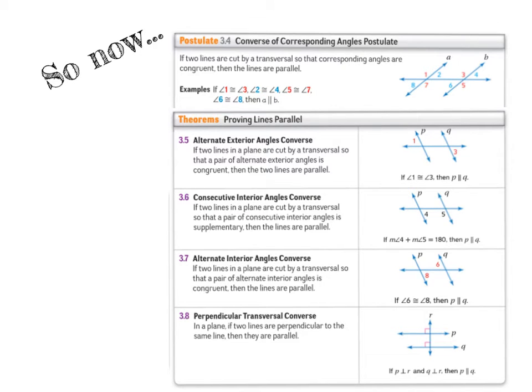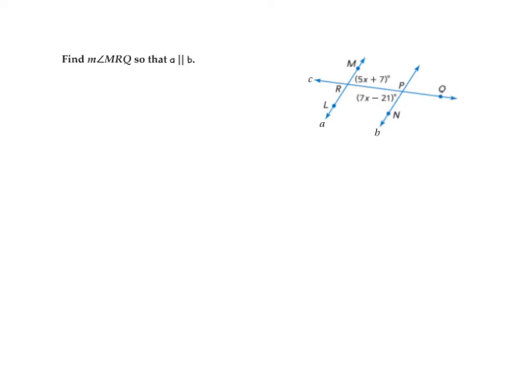So based on this postulate, we can prove that lines are parallel if alternate exterior angles are congruent, consecutive interior angles are supplementary, alternate interior angles are congruent, and we have the perpendicular transversal theorem. It says if the transversal is perpendicular to two lines, then those two lines must be parallel. Let's do an example.